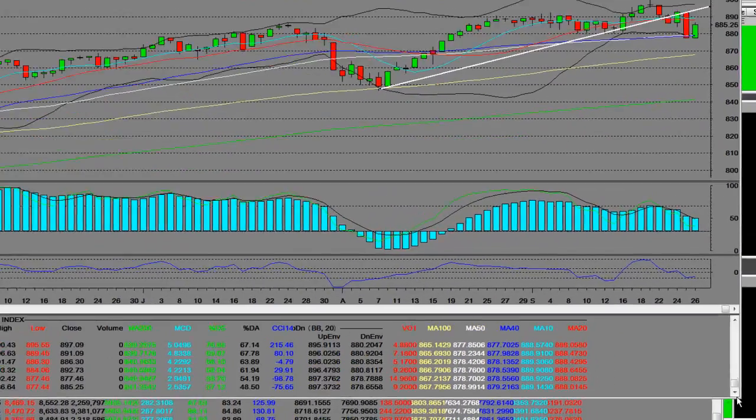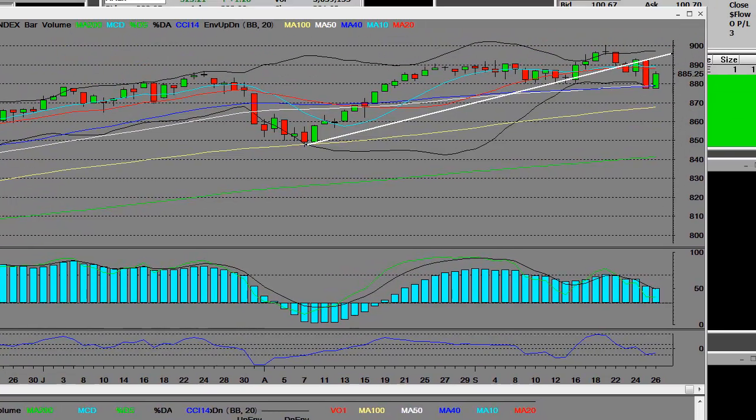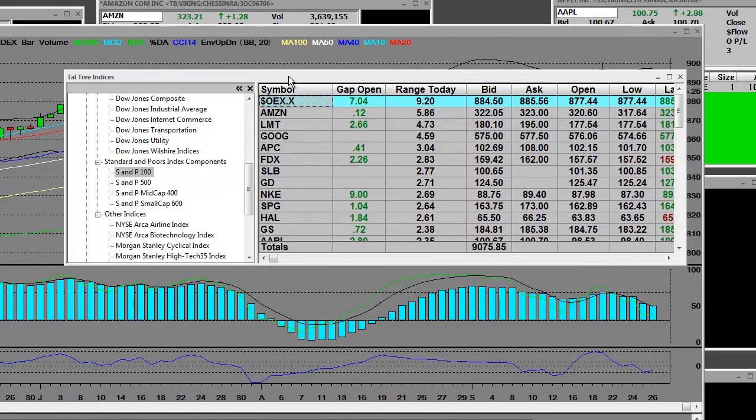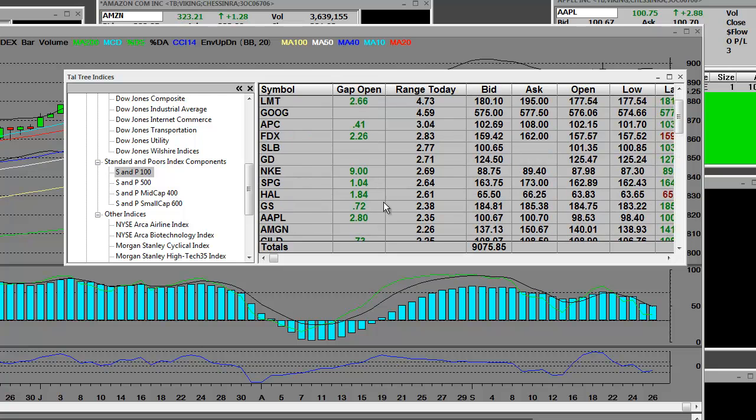What I would like to bring to people's attention is that this is the OEX. That's the S&P 100 index. That means the top 100 stocks in the OEX. Of course, you'll have Amazon in there, which is a short trade. Lockheed Martin, you got Google in there, FedEx, of course. You got Nike that just had a big move. But these are the 100 stocks based on market cap. Got Apple, got Amgen in there.